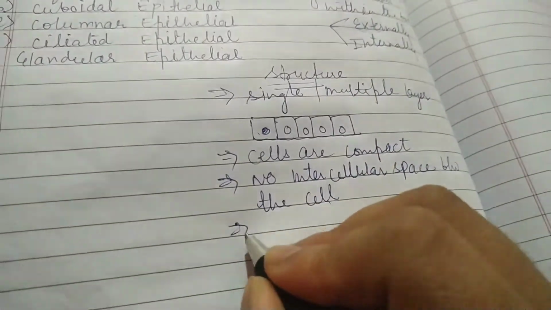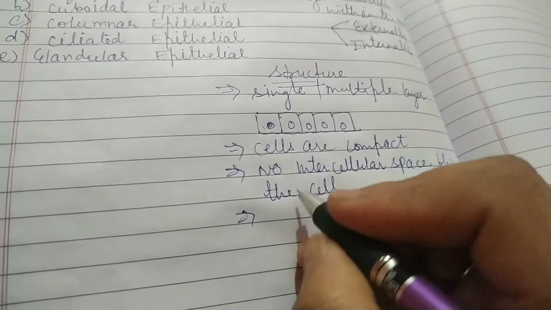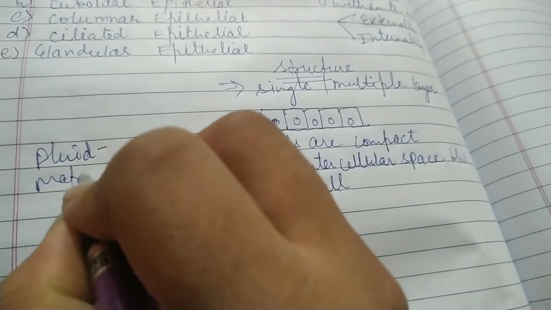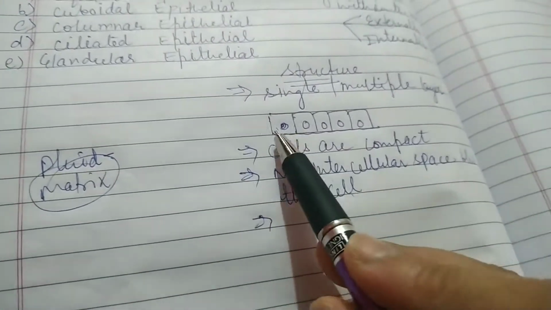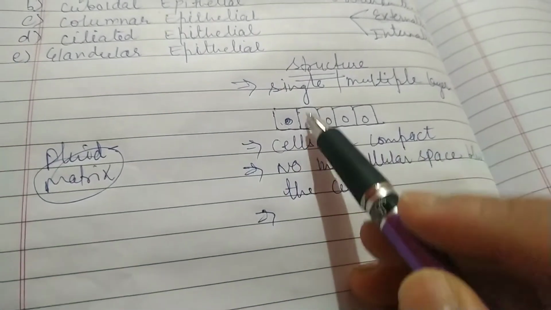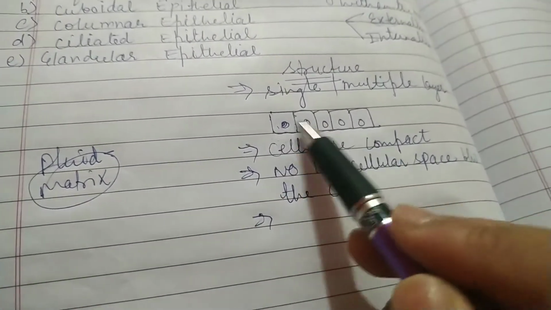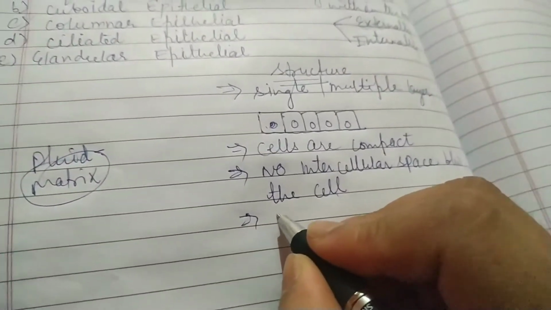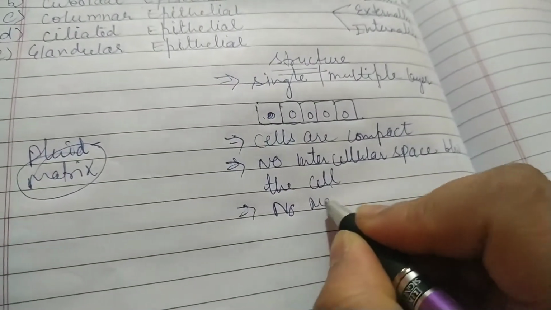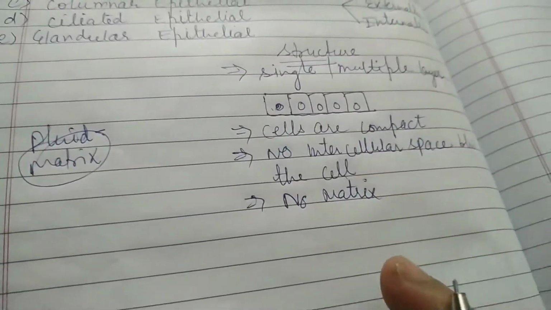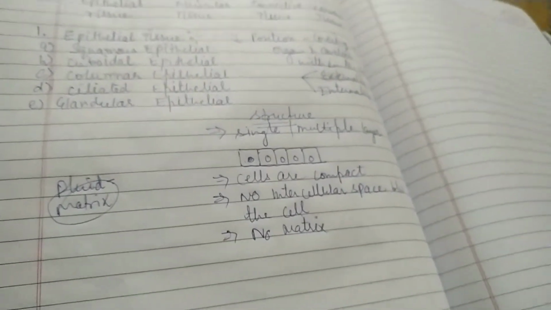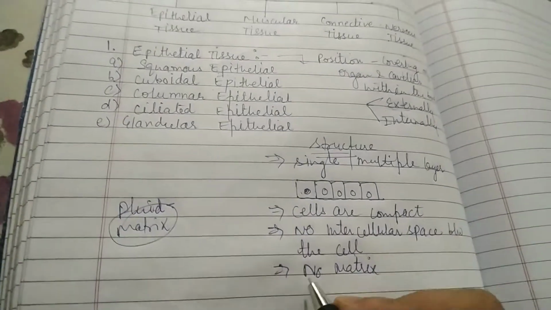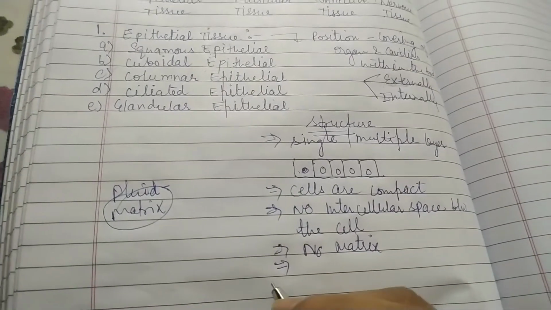There is a fluid which is called matrix. Matrix is a fluid which is found in the cavities, or you can say the gaps between the cells. If the cells are closely packed, no matrix is found. So we can write here: no matrix is present in epithelial tissue. We are just discussing these basic properties of epithelial tissue.